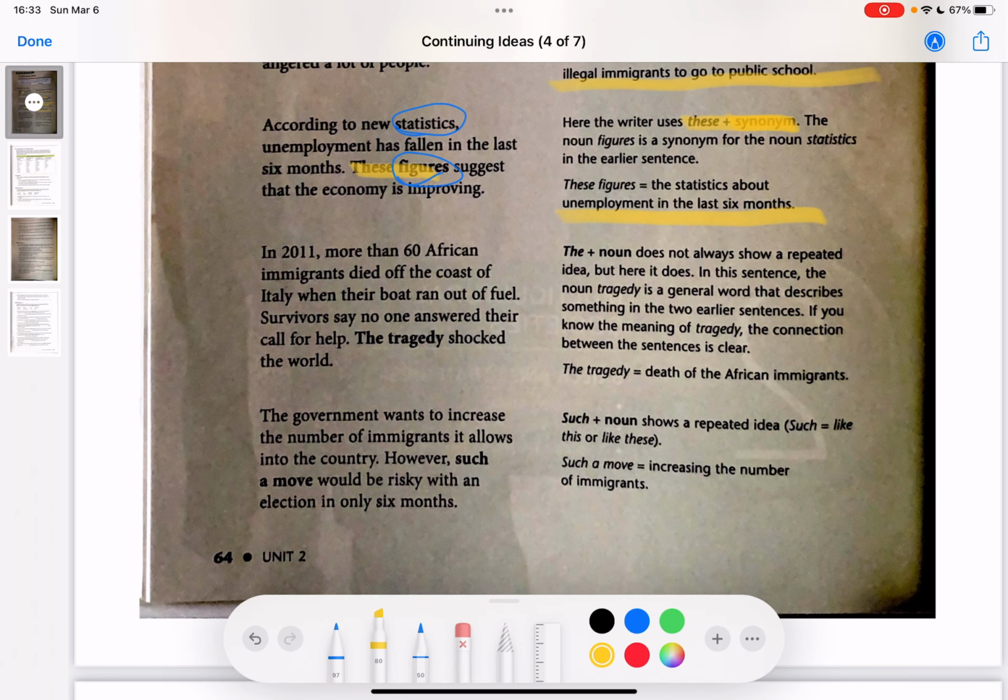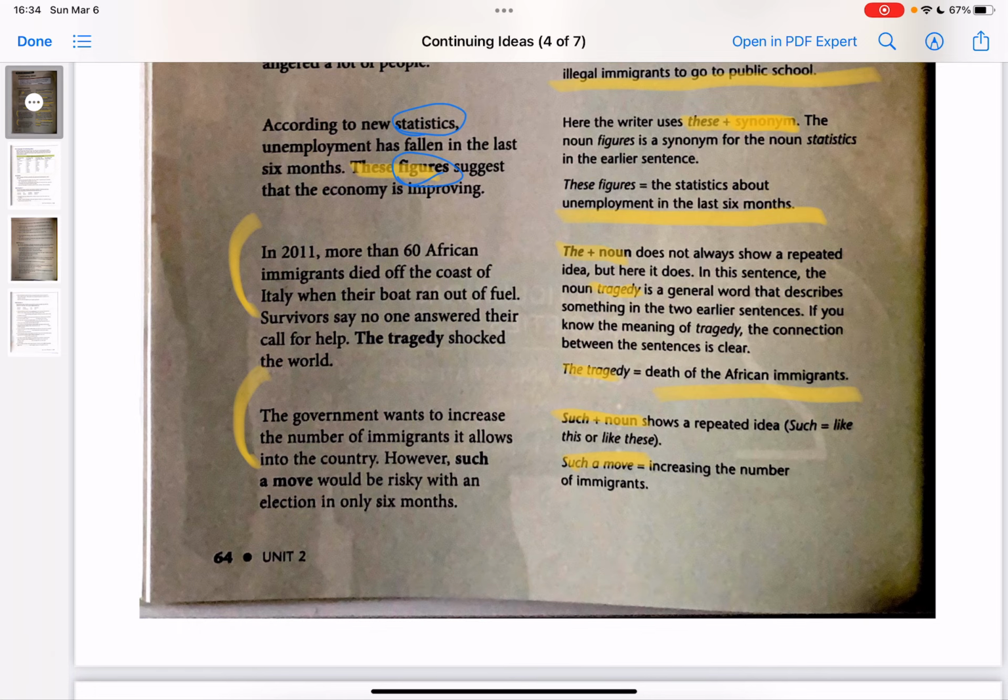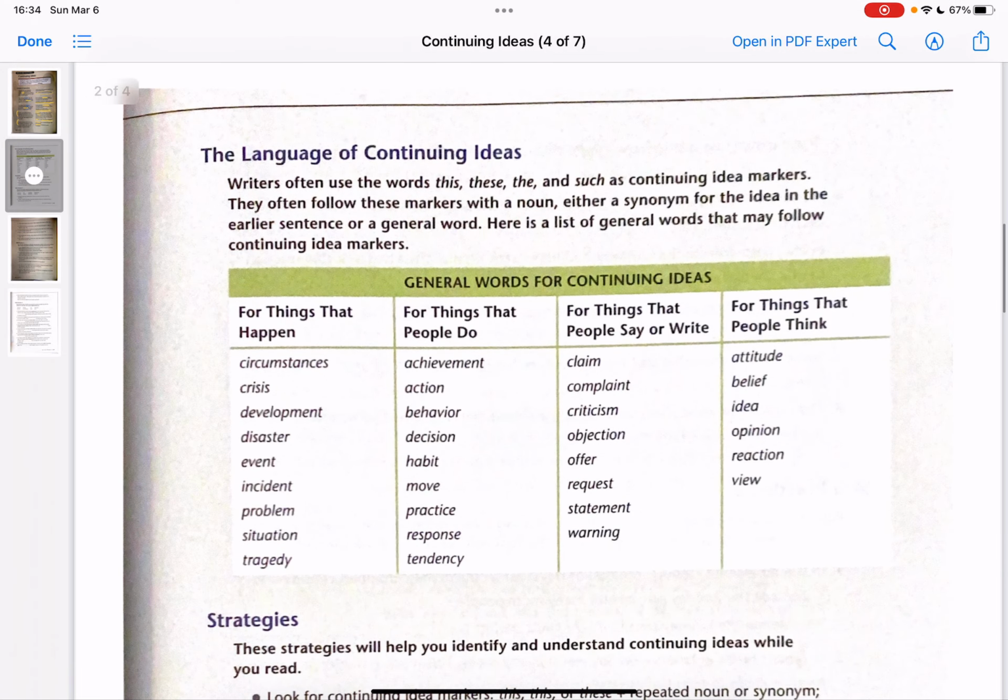Another way that we continue ideas is to use the plus a noun. Sometimes it's a repeated idea, but not always. In this sentence, however, the general noun tragedy is describing the tragedy that happened earlier. So the connection between those sentences is clear. The tragedy is referring to the death of the African immigrants. Such plus a noun is another great way to repeat an idea. Such a move here is referring back to the government wanting to increase. All right, let's keep going to the next page.